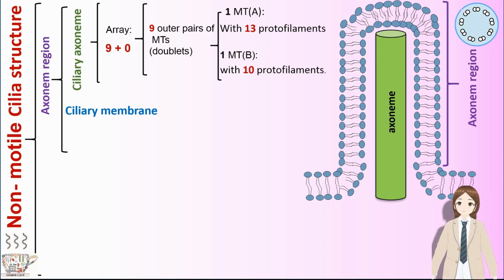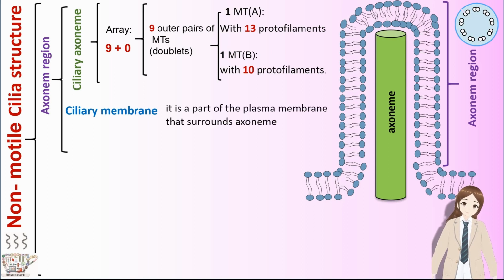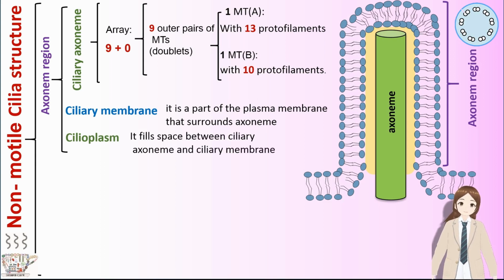The second part is ciliary membrane. It's a part of the plasma membrane that surrounds the axoneme. And the third part is cilioplasm. It fills the space between ciliary axoneme and ciliary membrane.